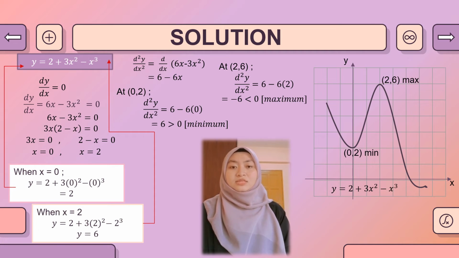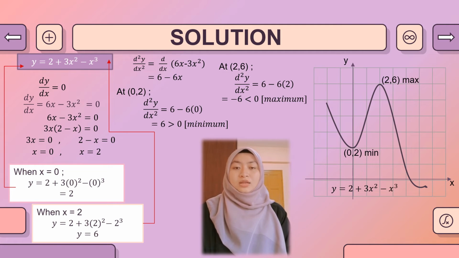Negative 6 is smaller than 0. When the value is smaller than 0, the answer must be a maximum point. And then at 0, x is 0 and y is 2.